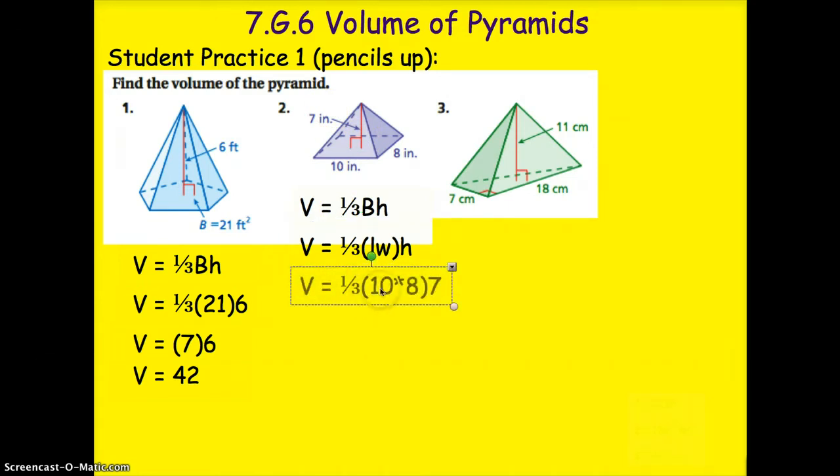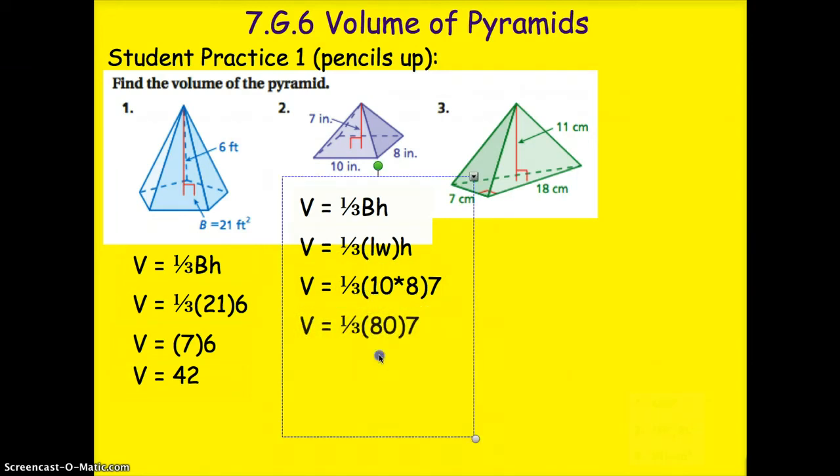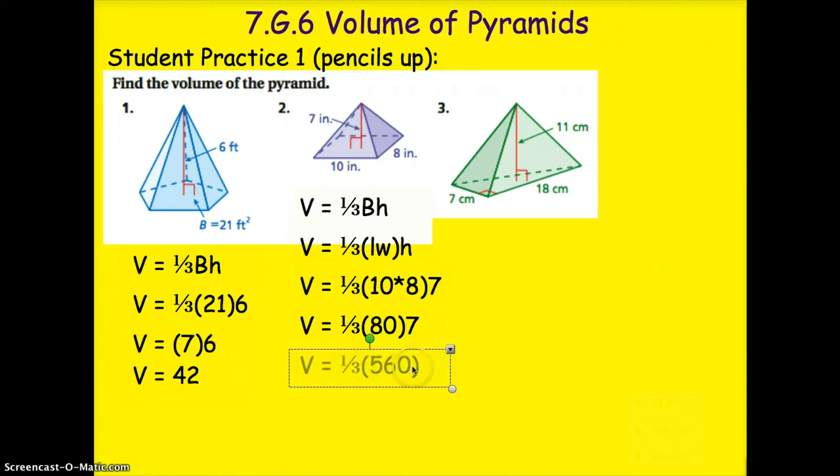Okay, now none of these numbers are divisible by 3. So what I'm going to do is save this 1/3 until the very end. So I'm going to go ahead and do 10 times 8 and get 80. 80 times 7 and get 560. Now to divide it by 3, I can end up with a decimal or a fraction. If you chose to do your answer as a decimal, you'd end up with 186 and 6/10 repeating. So my final answer would have this 6 with a line over it. Okay, and we'll take a look at the decimal version in just a minute.